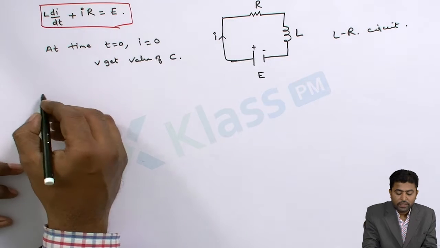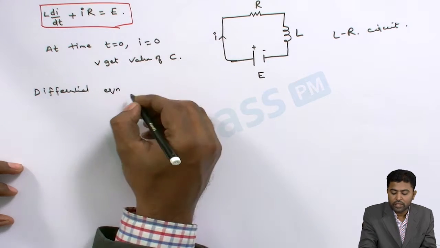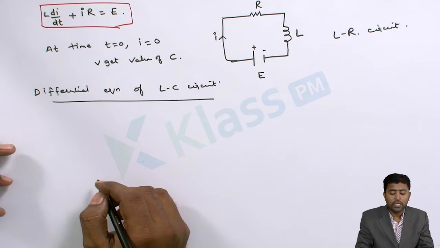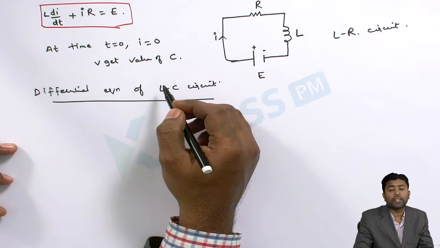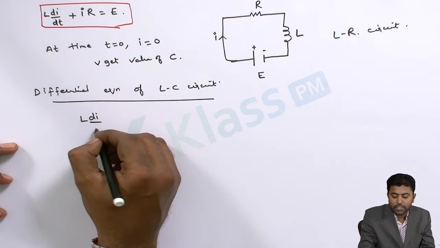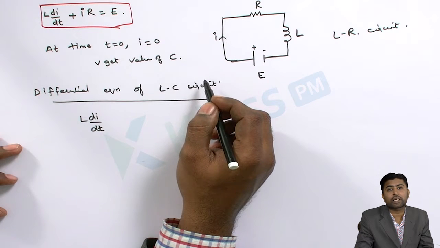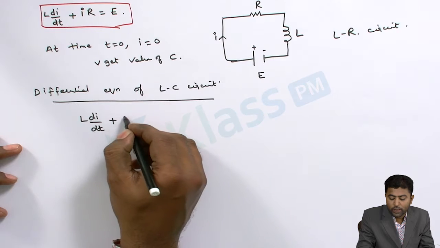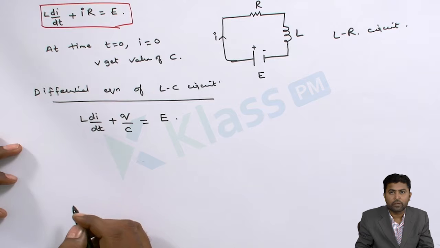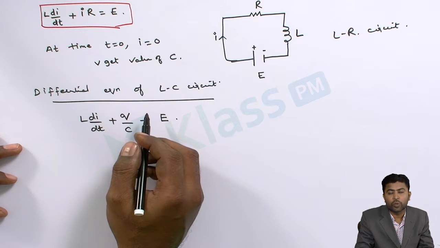Now we'll write the next one, that is the differential equation of the LC circuit. We know that the voltage drop across the inductance is L into di by dt, and the voltage drop across the capacitance is Q by C, which is equal to the electromotive force E. So one is in terms of I and the other is in terms of Q.